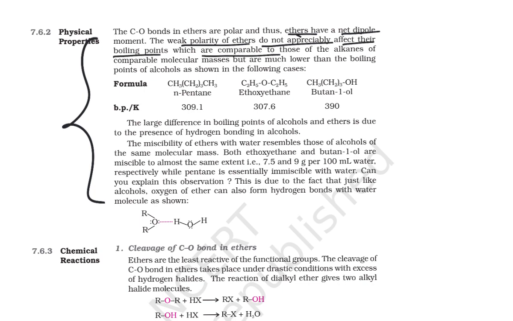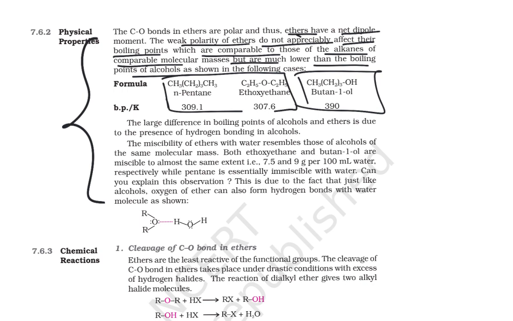Ethers have boiling points comparable to alkanes of comparable molecular mass, but much lower than the boiling point of the alcohol. So if you compare the alkane and ether, they have comparable molecular mass, but when comparing with the alcohol, it is not going to be that much, because alcohol has a higher boiling point compared to ether. The large difference in boiling point between alcohol and ether is due to the presence of hydrogen bonding in the alcohol.